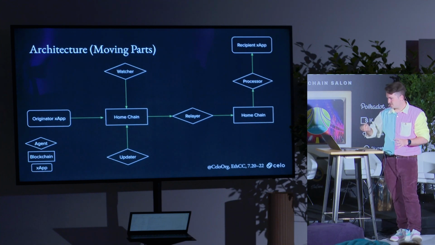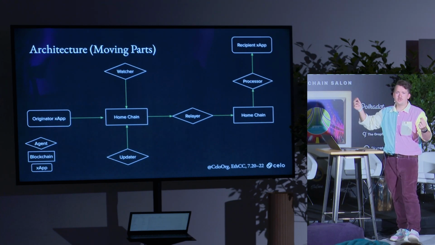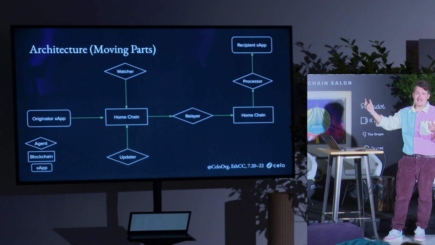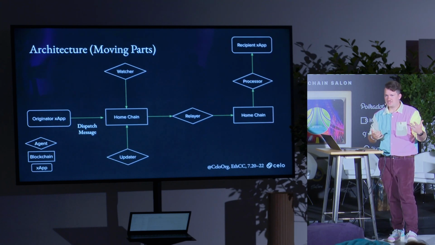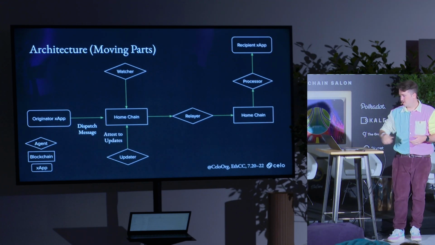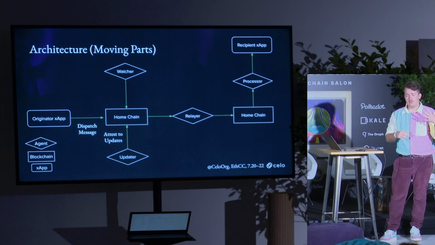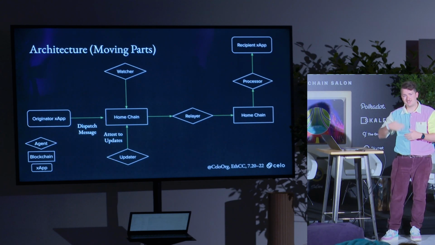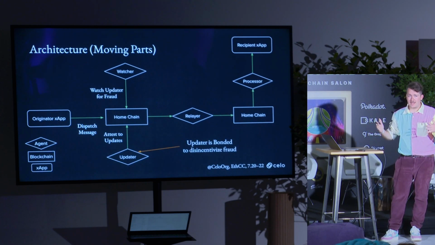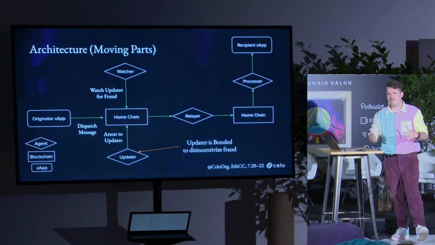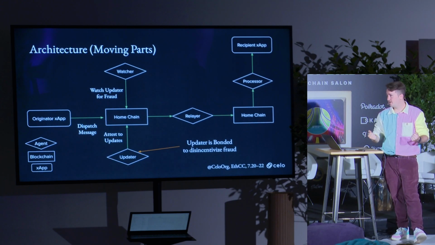We've got the agents, we've got the home chain, and we've got the originator and the recipient xApp. xApp is short for cross-chain application. First, the originator xApp dispatches a message. It hits the home chain. You've got the updater that will then observe the new updates and attest to the fact that there exists a new update. There's a watcher that is kind of like Batman. He watches and makes sure that nothing bad happens, and if something bad, like fraud, for example, does happen, the updater is disincentivized to do so via a bond that they have to put up, and they will be slashed.